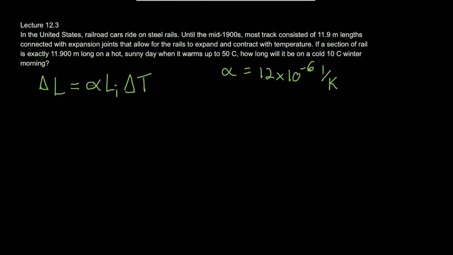Okay, so now we know alpha, we know the initial length, right? 11.9 meters. And we know the change in temperature. So it's going to go from 50 degrees C to a final temperature of 10 C. And so this delta T is equal to the final temperature minus the initial temperature, which is going to be equal to 10 minus 50, and this is equal to negative 40.